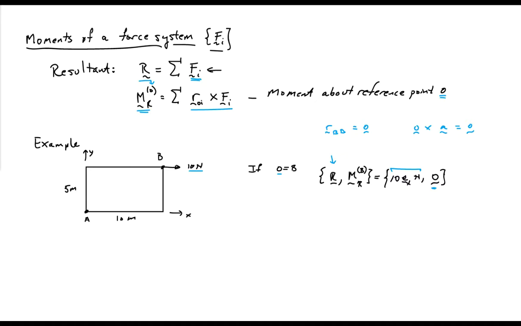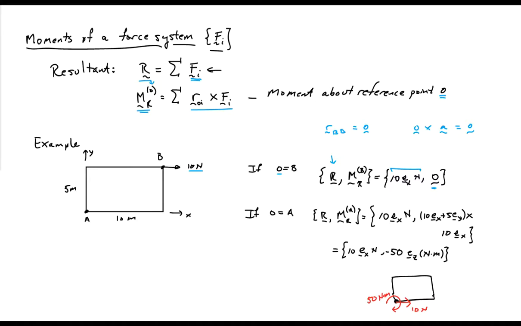Now we can also characterize the force system relative to the point A. In that case, the net resultant force is going to be the same. It's 10 newtons in the x direction. But the net resultant moment relative to A is different now. It's the position vector from A to B crossed with the force in B, and that gives me minus 50 newton meters about the z-axis.